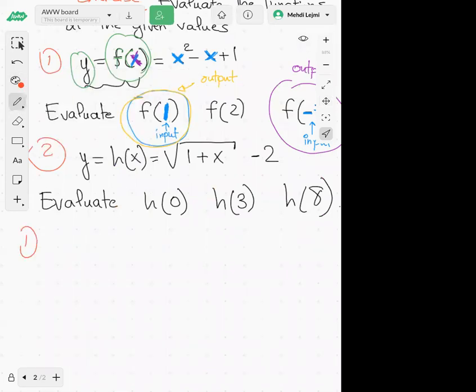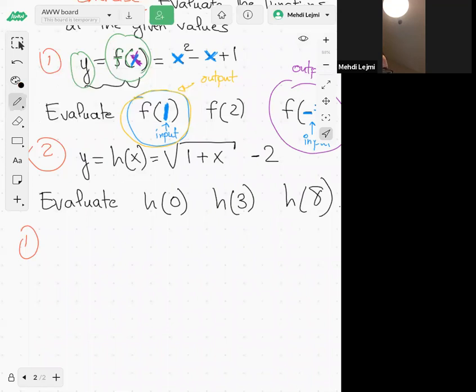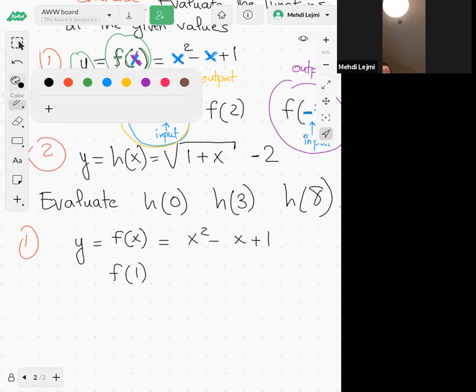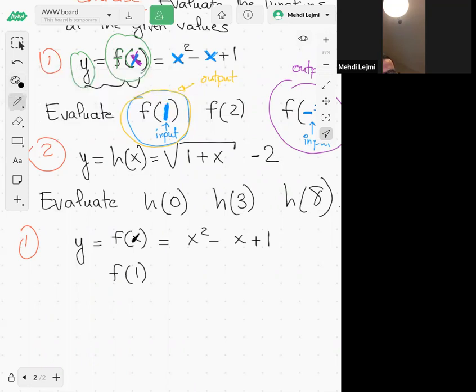For number 1, we have this y, which is a function of x, which is x squared minus x plus 1, right? So you want to evaluate f of 1. Again, what I'm saying here is that my input x is 1. This x here is 1. So my input x is 1, and I'm trying to evaluate the corresponding output y.